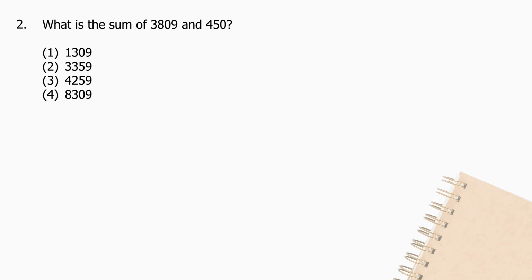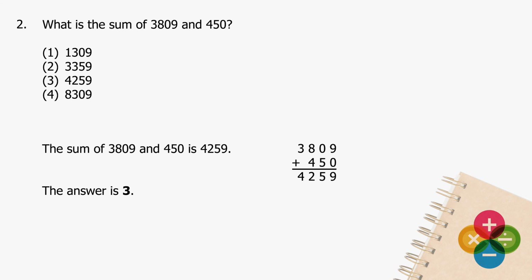Question 2. What is the sum of 3809 and 450? The sum of 3809 and 450 will be, add 3809 to 450, and the sum is 4259. The answer is 3.